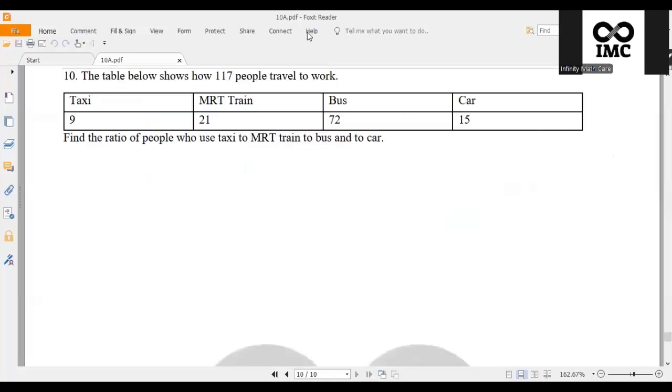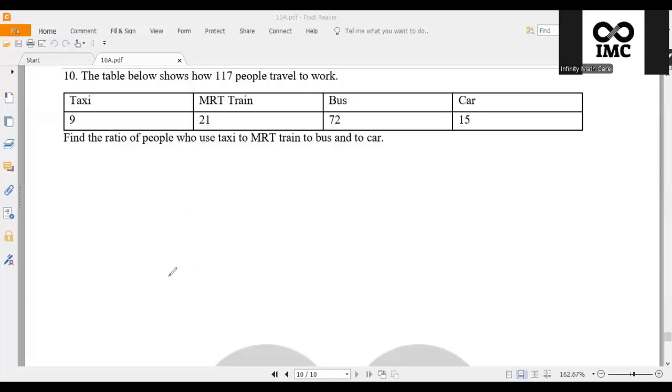Now question number 10. Question number 10 says, the table below shows how 117 people travel to work. So here already this one is given. So we need to find out the ratio of people who use taxi to MRT train to bus to car. 9 people are using taxi. 21 people are using MRT train, 72 people are using bus, and 15 people are using car.